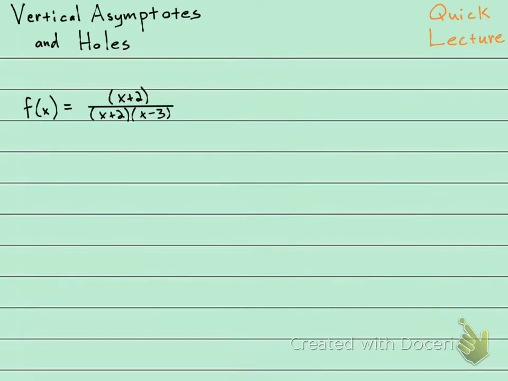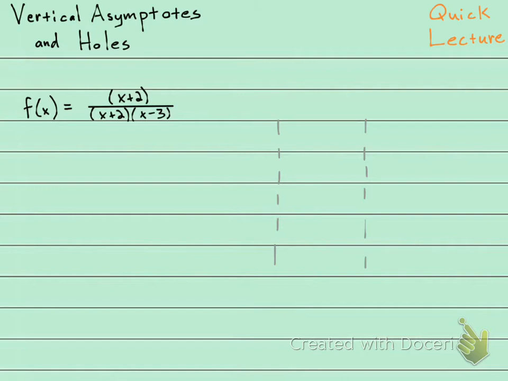Let's talk about vertical asymptotes and holes. Your vertical asymptotes are going to be those dashed lines in the vertical direction where the graph is not going to go through. The word asymptote comes from a Greek word, asymptotos, which means not to meet. The letter A in front of a word means that it doesn't, and symptotos means to meet.